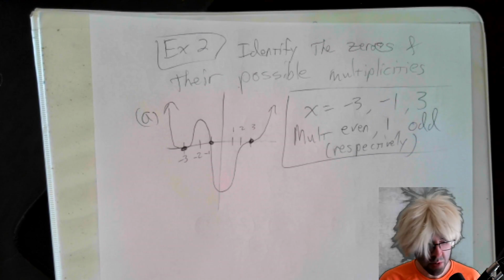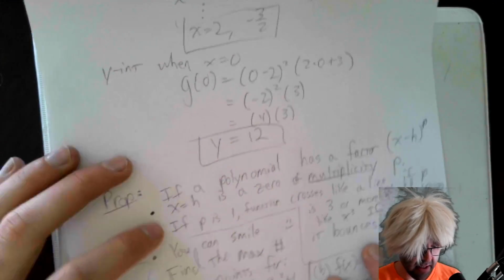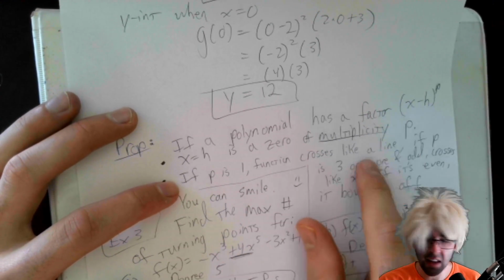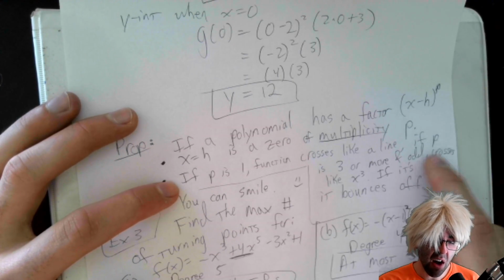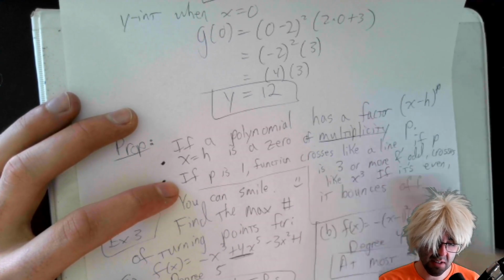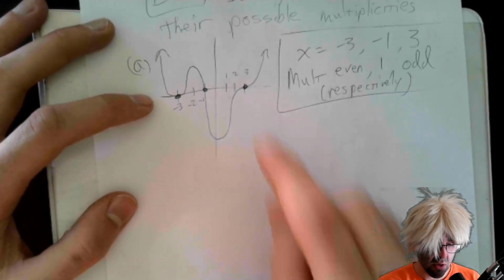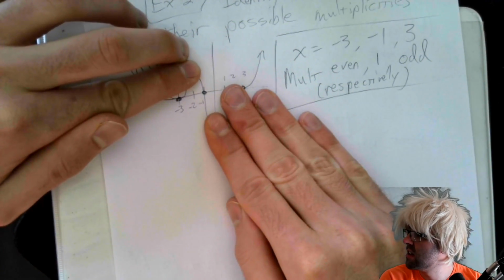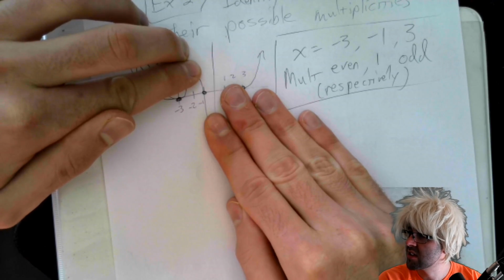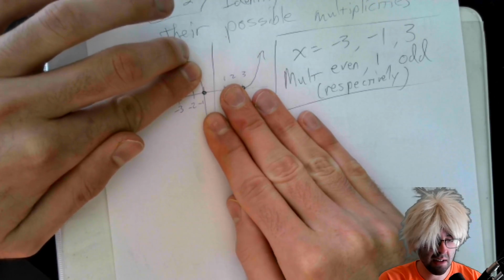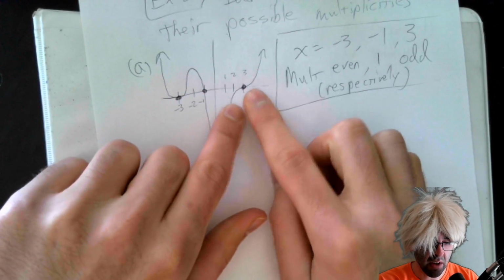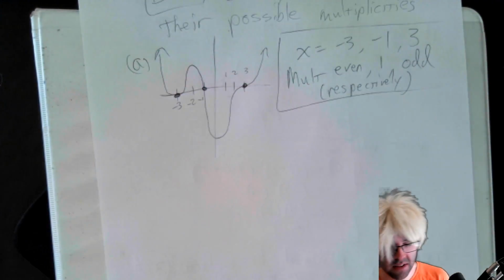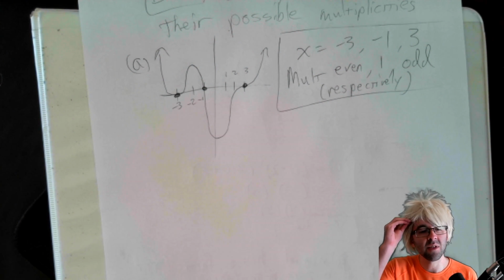So it goes back to the property. Essentially, if the multiplicity is 1, it crosses kind of like a line. But if it's odd and at least 3, then it crosses like x cubed. If we zoom in on this function, it kind of looks like it could be a steep line. Whereas this one, if we zoom in on the function, it kind of looks like a cubic. So that's kind of what's going on there.